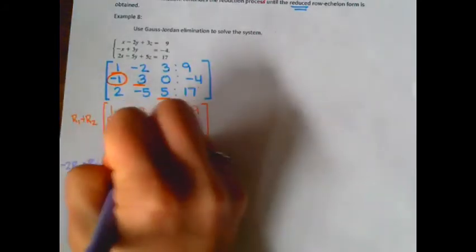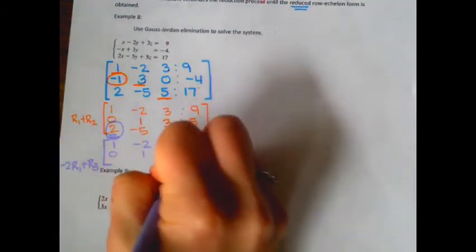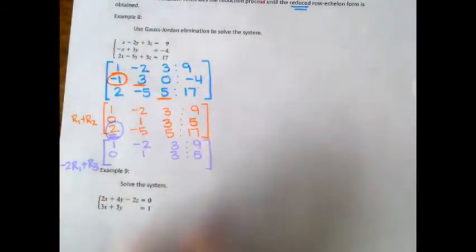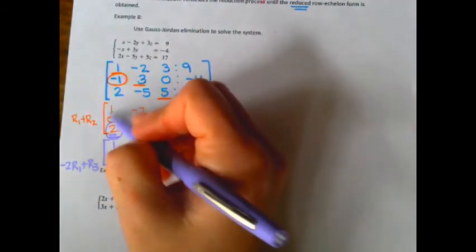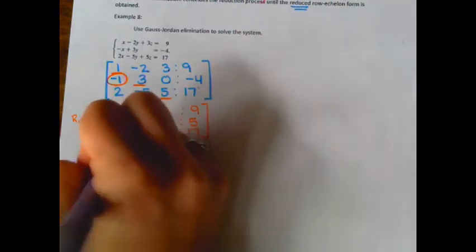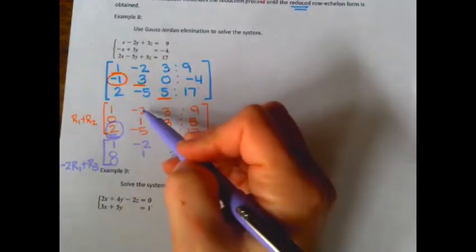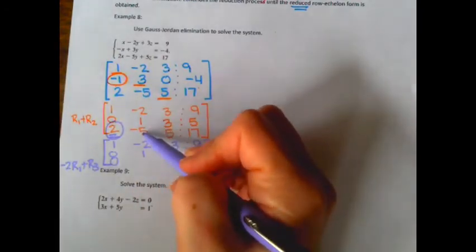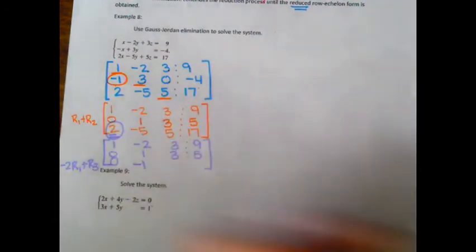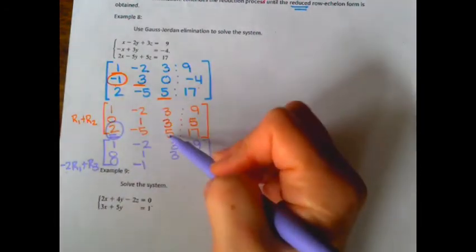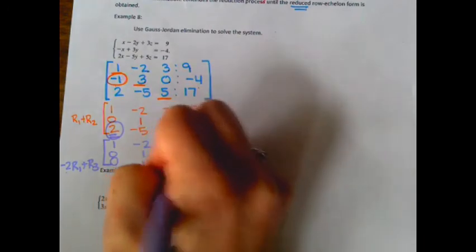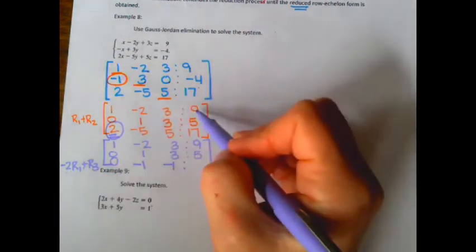So 1, -2, 3, 9, 0, 1, 3, and 5. Okay. All right, so -2 times 1 is -2, plus 2 is 0. -2 times -2 is 4. 4 plus -5 is -1. -2 times 3 is -6. -6 plus 5 is -1. -2 times 9 is -18. -18 plus 17 is -1. Okay.